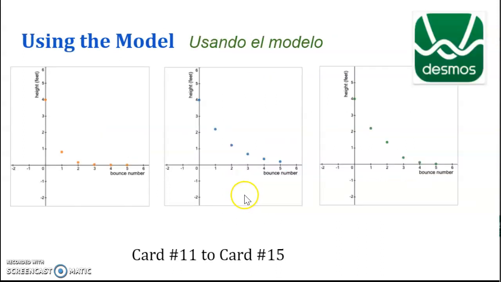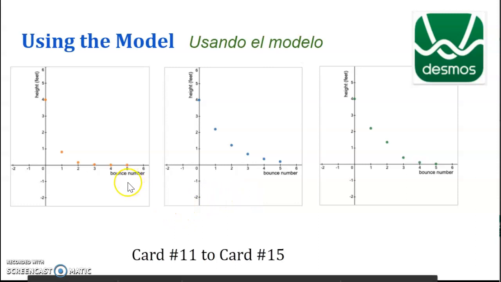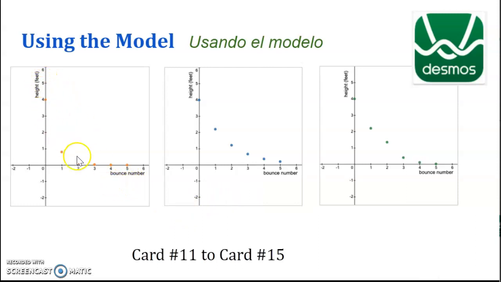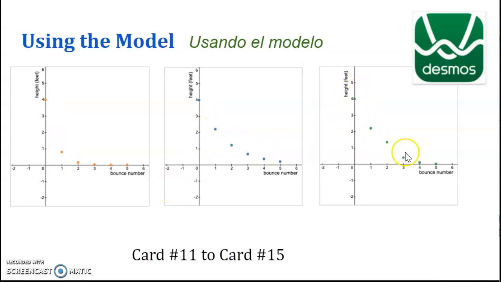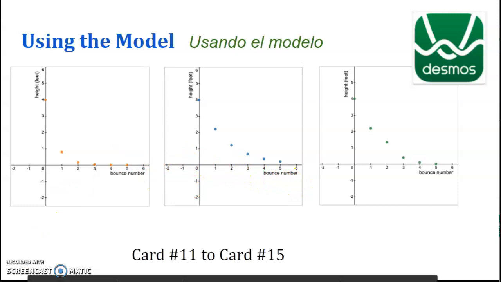So using the model, you're going to be looking at card number 11 to card number 15. So you have many different graphs. In this case, what does this graph represent? What do you think about this graph? Which is the bad ball? Which is the good ball? Do you have any thoughts on any of them? So you're going to be looking at that now.